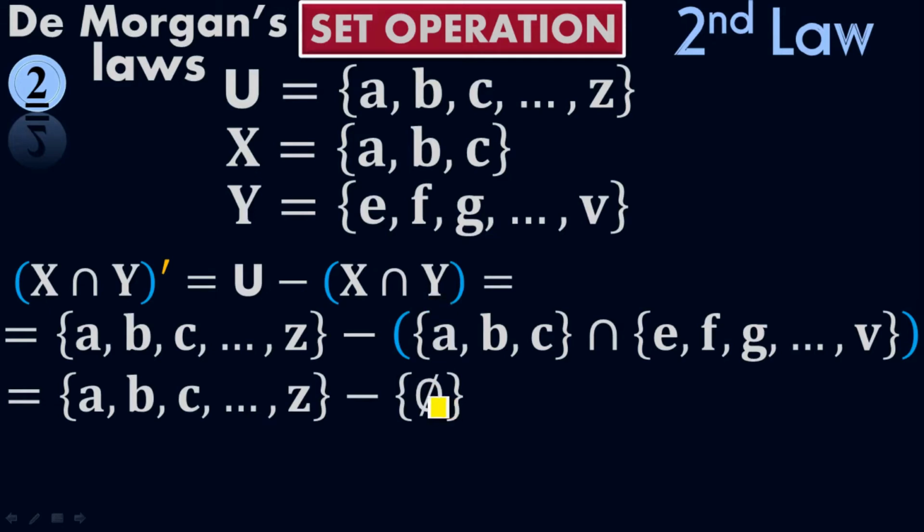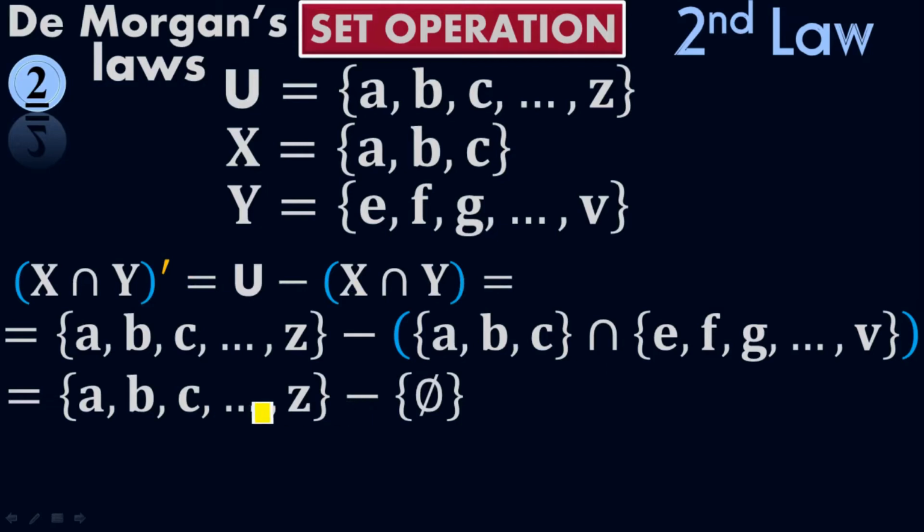Now to take the difference with the U, which is the union set. U is the union set, remember. So we're going to take difference with the U here. Look, (X intersection Y) the whole complement equals U minus (X intersection Y). It is exactly like A complement or B complement. So A complement equals U minus A, B complement equals U minus B. Similarly, (X intersection Y) the whole complement equals U minus (X intersection Y).